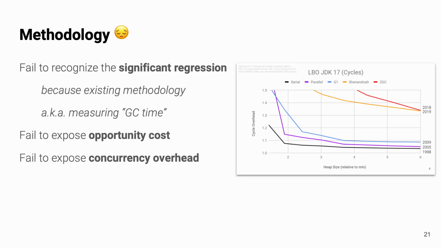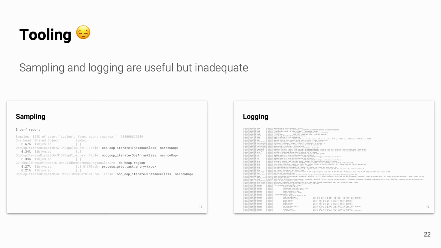Second, with the increase in concurrency with respect to application or mutators in modern GC, GC can also compete for cache capacity, memory bandwidth, and etc. This kind of cost is not covered by just measuring how long the GC has been running.